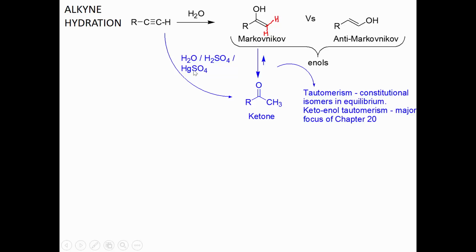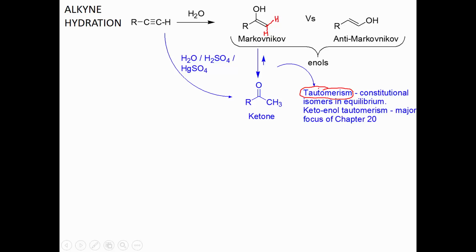Okay? All right. Ketones and enols are actually compounds in equilibrium, and we use this term tautomerism to describe constitutional isomers that are in equilibrium. And keto-enol tautomerism, we're going to revisit in chapter 20, much farther in your future. But remember that you've already seen keto-enol tautomerism once, and it's connected with alkyne hydration.